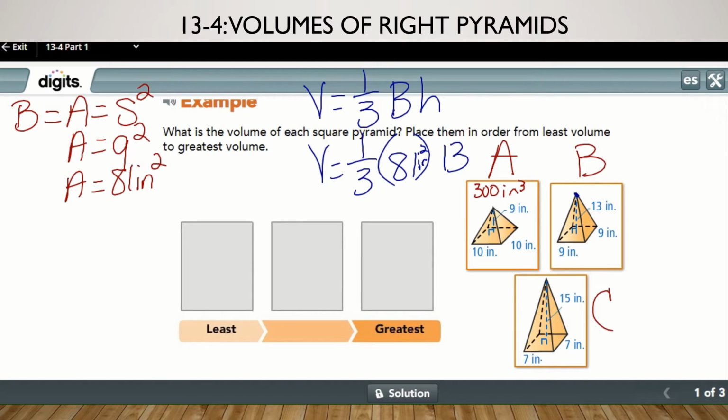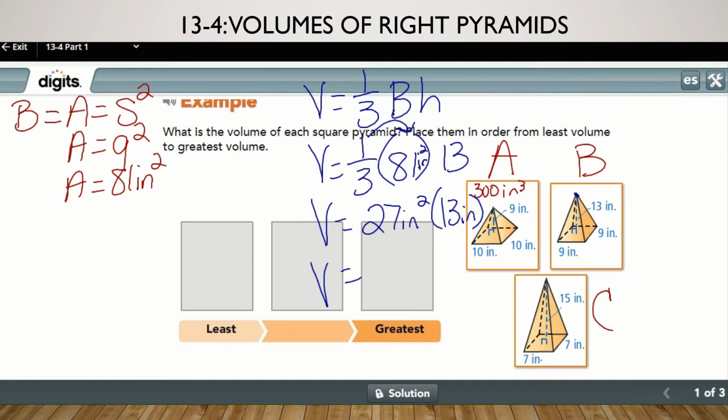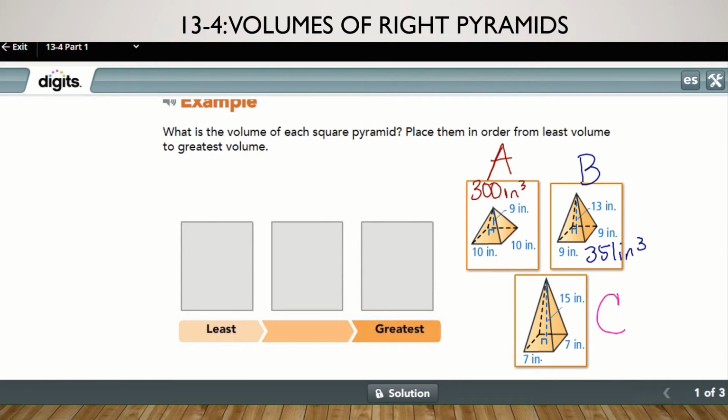Now we can multiply this however you want to, but I'm going to get 1/3 of 81, which is equal to 27. And then multiply that by 13 inches. And we end up with 351, and that will be inches cubed. So B, the volume for B will be 351 inches cubed. Now I'm going to go ahead and find the volume for C.